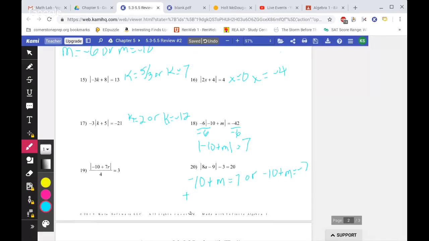So I'm going to add 10 to both sides. It looks weird because I'm going to cross that out so you guys know that's not the one I'm working on. And then I've got m equals 17 over on this one. So m equals 17. And over here, I'm going to add 10 to both sides. And now I have m equals 3. So m equals 17 or m equals 3. This is so much easier now.